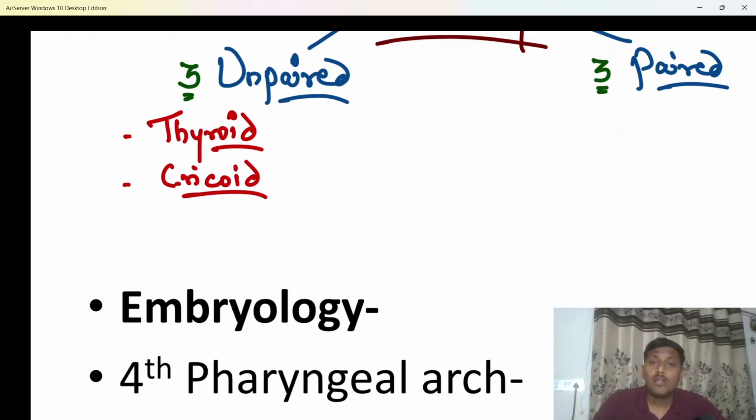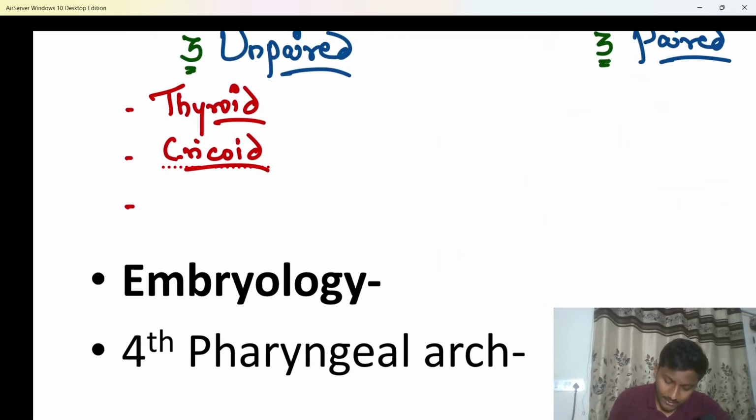Whereas the third cartilage does not form the outer framework of the larynx. ये बाहरी structure नहीं बनाता larynx का, but this cartilage is present inside the larynx. ये larynx के अंदर present होता है बेटा. And that third unpaired cartilage is a leaf-like cartilage, known as the epiglottis.